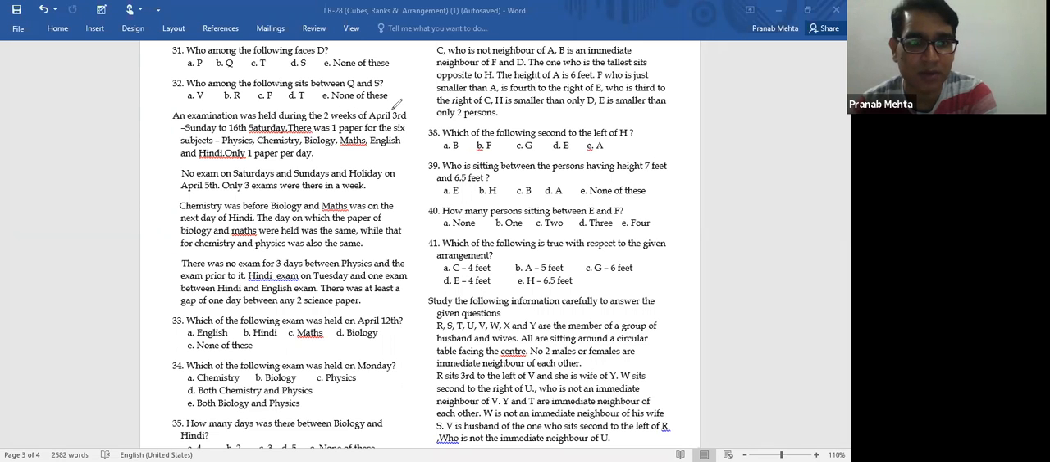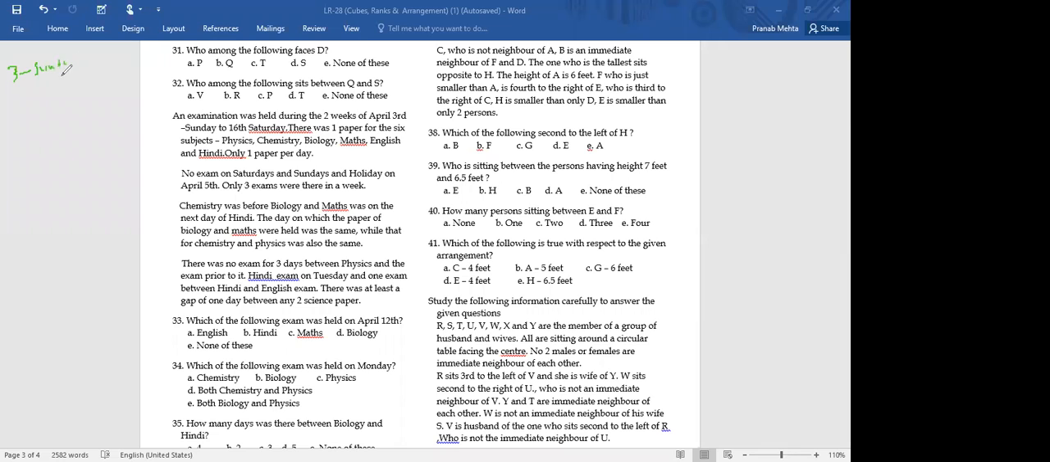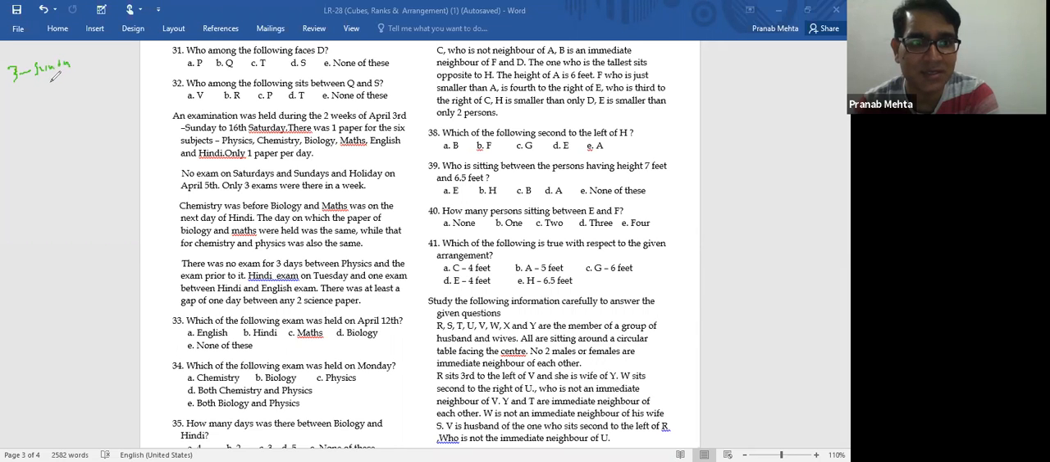An examination was held during the second week of April, from 3rd Sunday. So we are talking about 3rd of April, which is Sunday, and 16th, which is Saturday. So 3, 4, 5, 6, 7, 8, 9, 10, 11, 12, 13, 14, 15, and 16, which is Saturday, remember. An examination was held during the 2 weeks of April, 3rd Sunday to 16th Saturday. So this is Sunday and this is Saturday. That is what they're talking about.